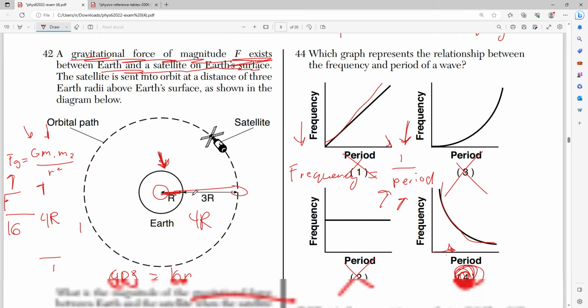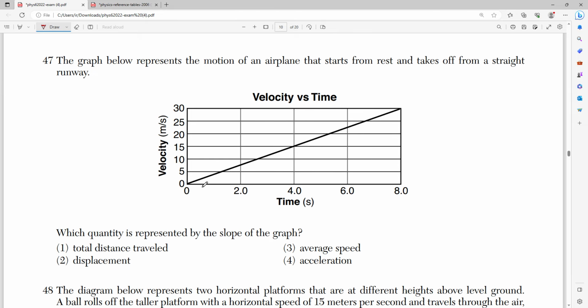That's all. So moving on to number 47, it says the graph below represents the motion of an airplane that starts from rest and takes off on a straight runway, right? And it's giving us velocity versus time. Now it's asking which quantity is represented by the slope of the graph, right? So all of this time we have been finding the slope of the graph, right? So we should know what's up, right? So we're given velocity in terms of time, right?